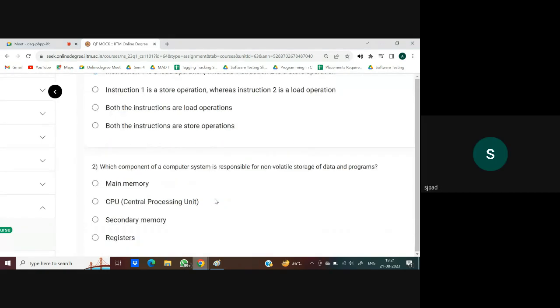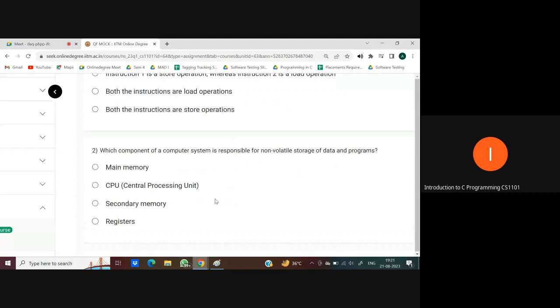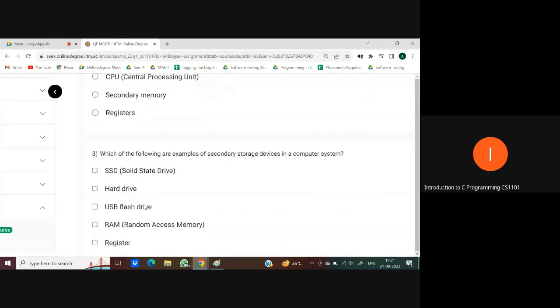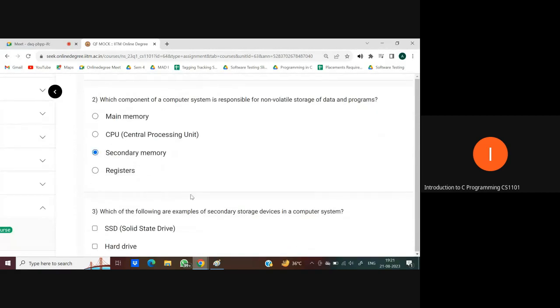Yeah, thanks. So which component of a computer system is responsible for non-volatile storage of data and programs? What do you think? Secondary memory. Exactly, secondary memory, because all others, well, there are only three types of memory that we are able to see: main memory, secondary memory, and registers. CPU is not, of course, a memory. So registers and main memory, they both are volatile memory. As soon as you shut down your computer, they both will be lost. So secondary memory is the type of storage that is persistent in nature. Okay, so I should select this secondary memory.